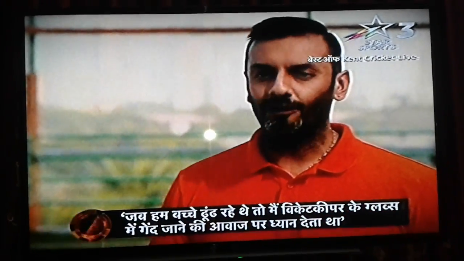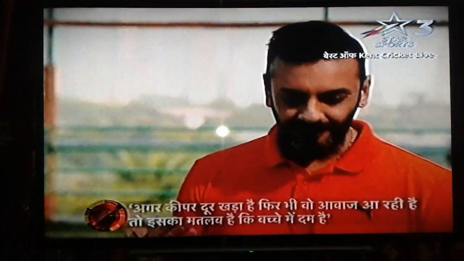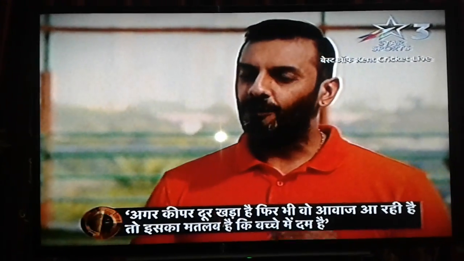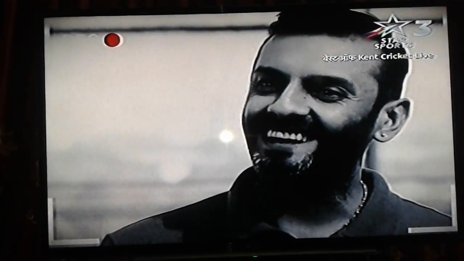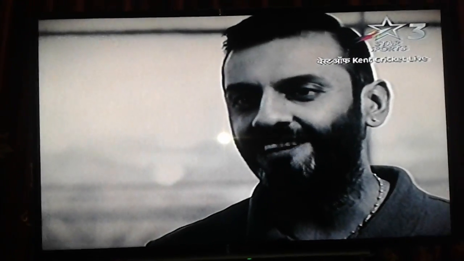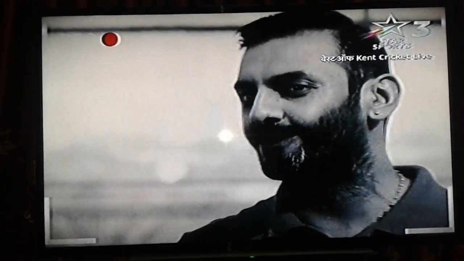And we're listening for a sound, and that sound we're listening for is a little pop, which is the sound of the ball hitting the keeper's gloves. And we'll be reading our newspaper, and when we hear that pop, we lift our head up. We just look for how far back the keeper is standing. And if the keeper was standing a significant distance back, and we still heard that noise, we knew that young kid had a little bit of gas, so he got a little bit of a tick.